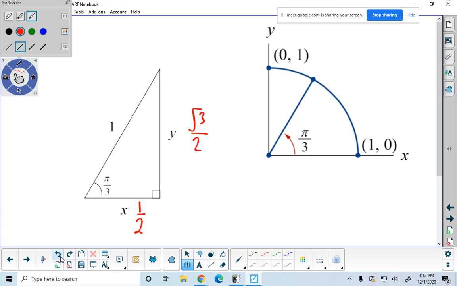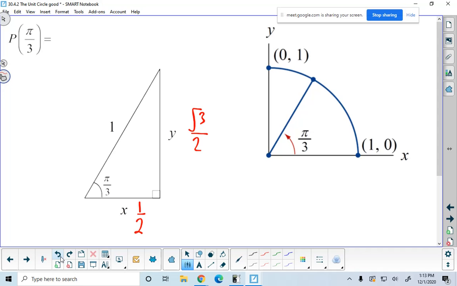1/2 and root 3 over 2 on the unit circle are like peanut butter and jam. They go together. You see a coordinate, whether it's x or y, and the coordinate is 1/2, the other coordinate is root 3 over 2. You see a coordinate of root 3 over 2, the other one is 1/2. So this is 1/2, comma, root 3 over 2.